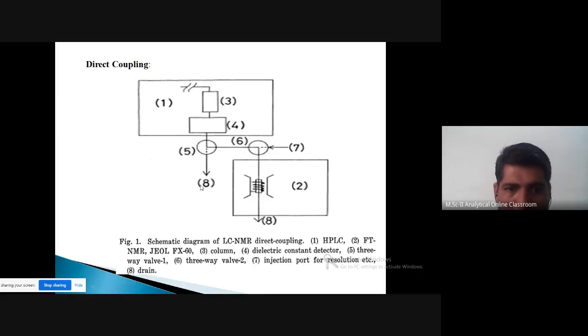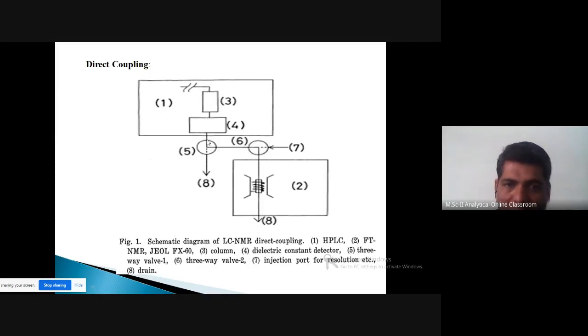आणि 8 आहे ड्रेन. म्हणजे तुमचं सॅम्पल अनालिसिस झालं किंवा तुम्हाला वाटलं हे सॅम्पल घ्यायला नको, तर तुम्ही हे सॅम्पल डायरेक्टली इकडे बाहेर काढू शकता, वेस्ट म्हणून टाकून देऊ शकता. सो इट इज ड्रेन पार्ट. ओके, नाउ लेट्स सी द वर्किंग.